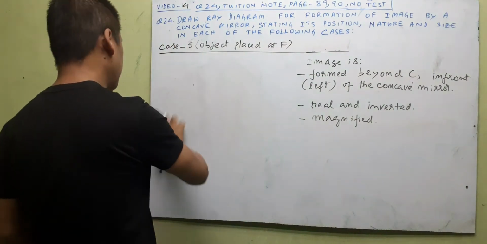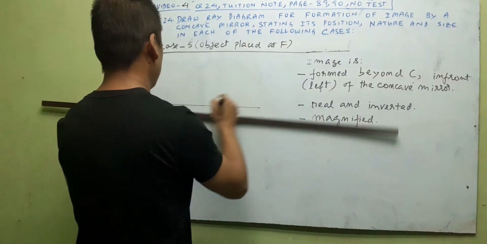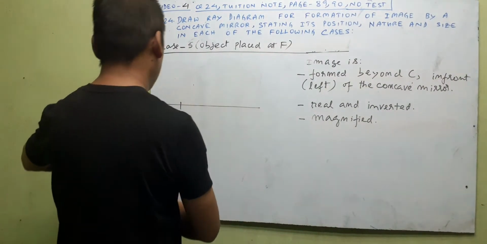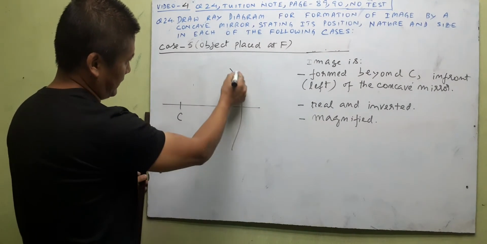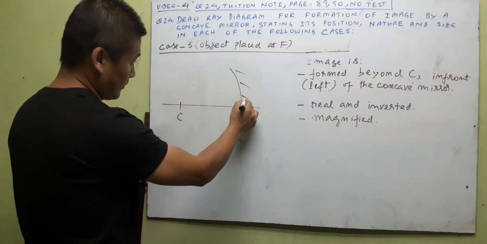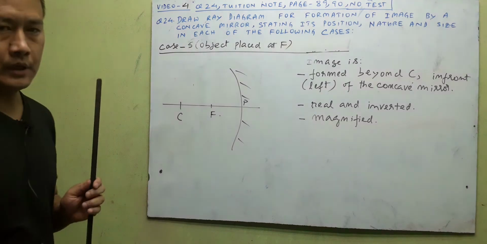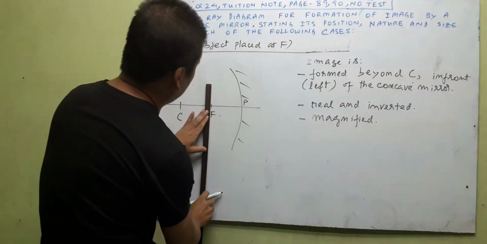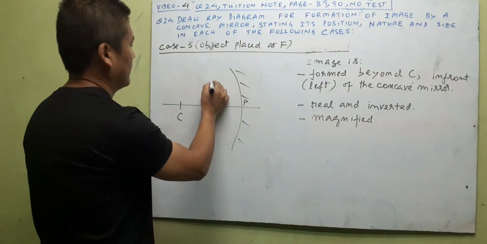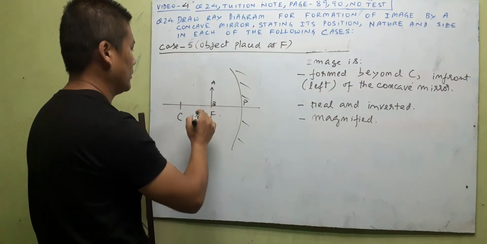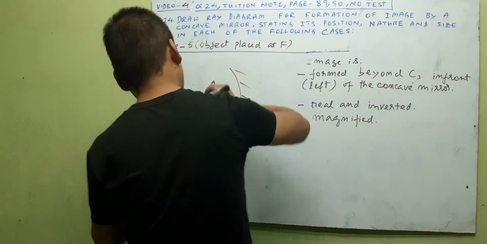Let's draw a ray diagram. By now we know how to draw C. And then for this case, you just draw 4 centimeter again. Mark your pole and halfway through F. Then exactly at F you draw your object. Medium size is enough. Top of the object, bottom of the object. So this is your object.